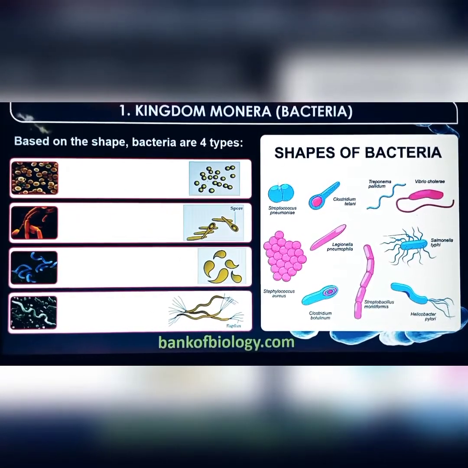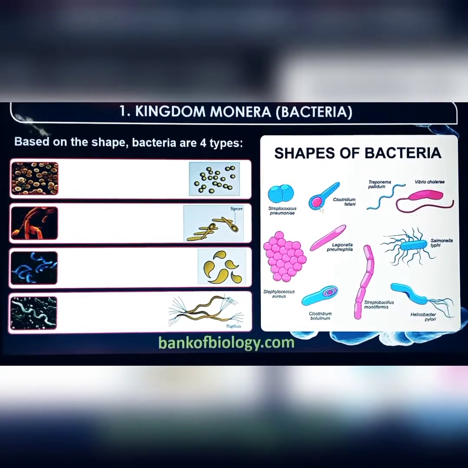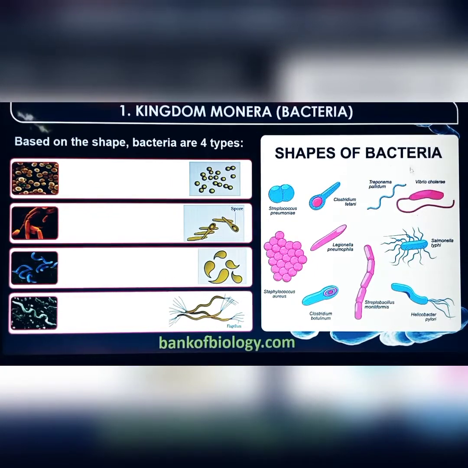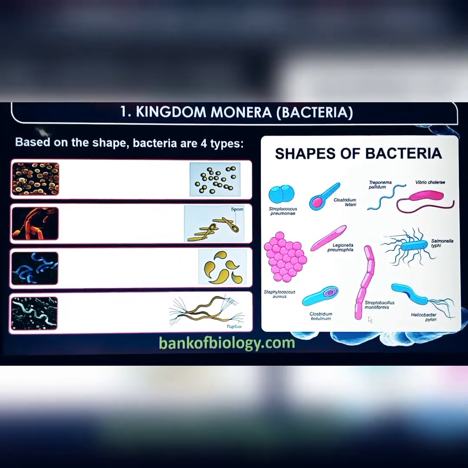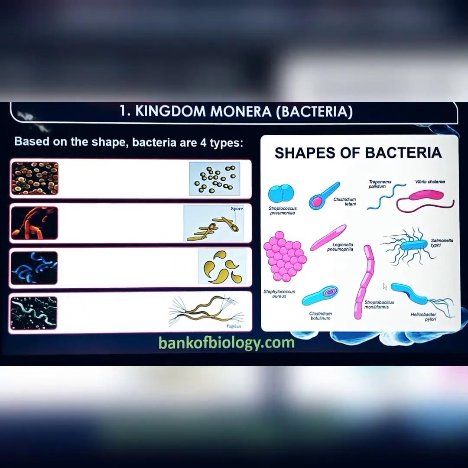Streptococcus pneumoniae can cause pneumonia, Clostridium tetani causes tetanus, Treponema pallidum causes an STD, a sexually transmitted disease, and Vibrio cholerae causes cholera. Legionella pneumophila and Salmonella typhi are some other shapes of bacteria that you can see here. You can pause the video and just look at it.